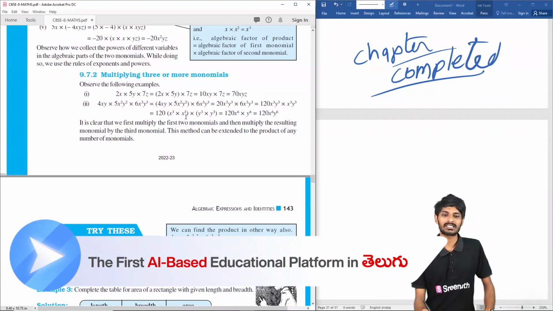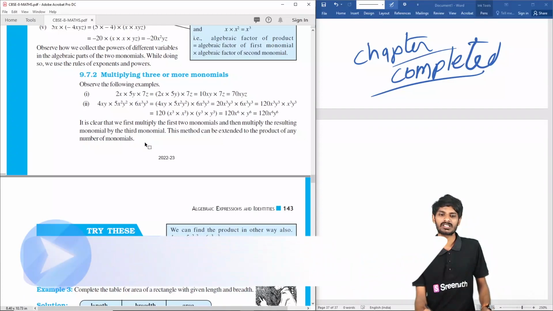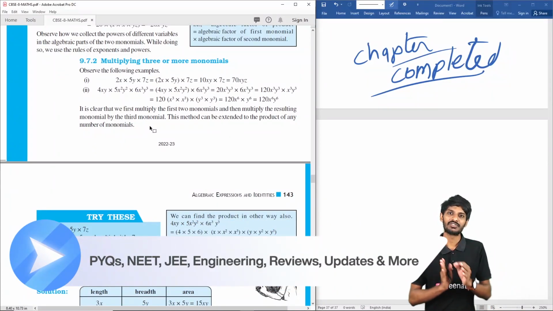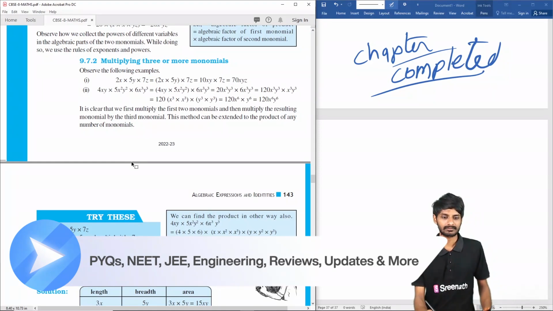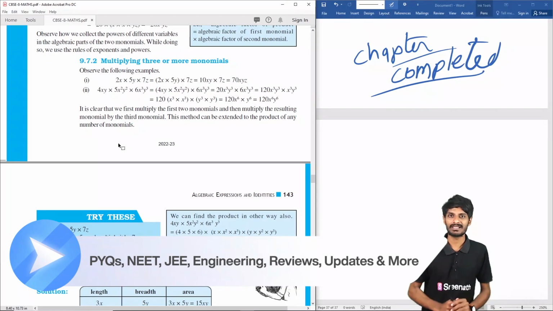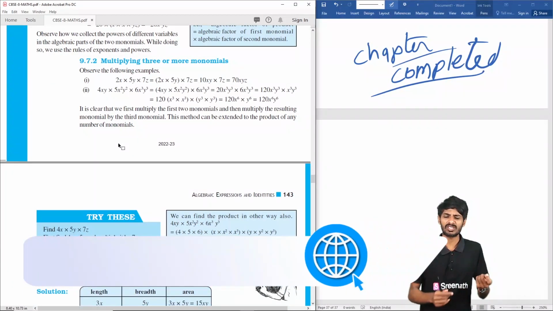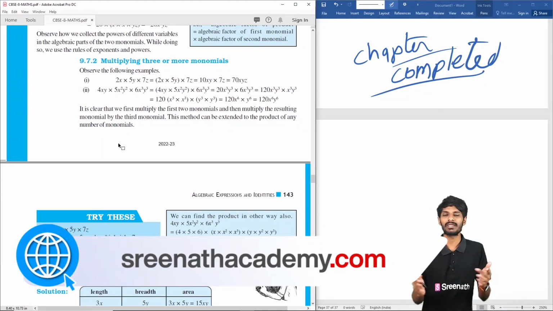And how to multiply more than two monomials? There are two methods. One is to first multiply two monomials, get a monomial, and multiply that result with the third monomial. Another method is to multiply all the monomials at a time, multiplying the numerical coefficients and next the variables. While multiplying the variables, we use the law of exponents, which means whenever the bases are the same, exponents can be added.